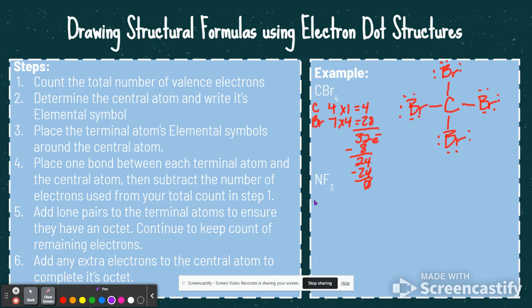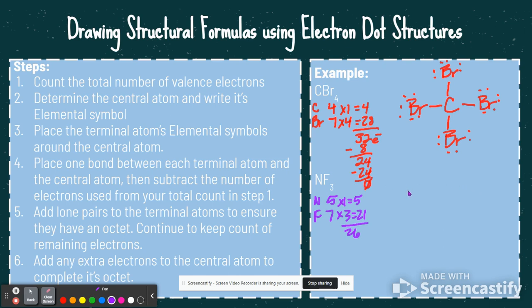All right, so just like I did before, we're going to count our total valence electrons. We're going to start on step number 1. So for nitrogen, each nitrogen has 5, and there's only 1 of those, so I have 5 total from nitrogen. And then each fluorine has 7, and there's 3 of those, so that's 21. So I have 26 electrons to work with total here, okay?